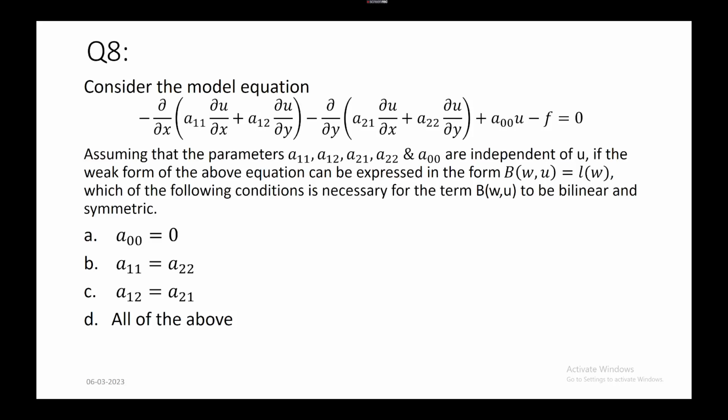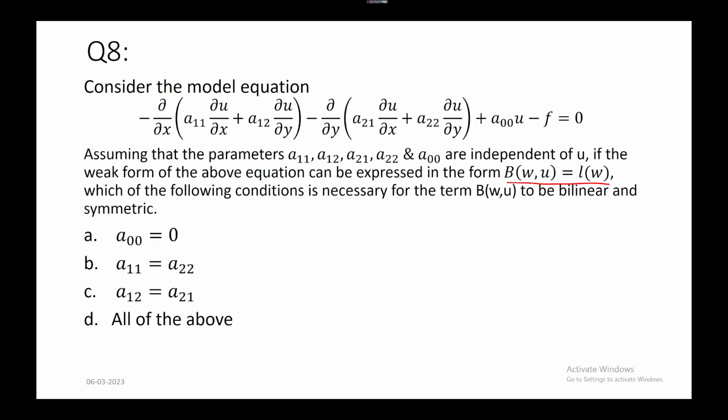So again we are considering the model equation. Assuming that a11, a12, a21, a22 and a0 are independent of u, if the weak form of the above equation can be expressed in the form b of w comma u is equal to L of w, which of the following conditions is necessary for the term b of w comma u to be bilinear and symmetric? So we have again four options.